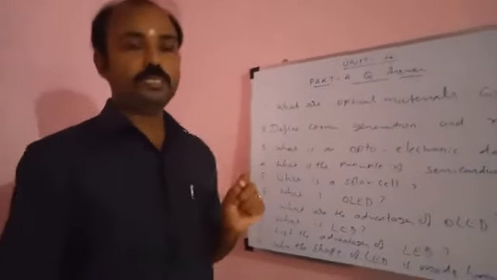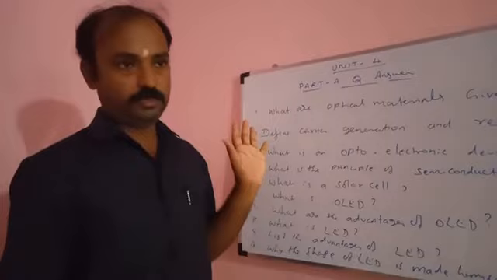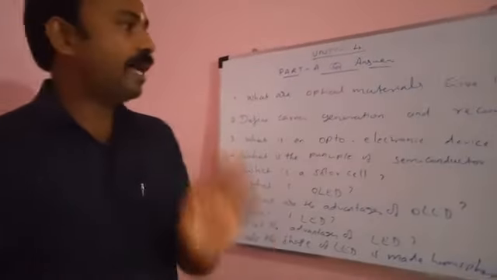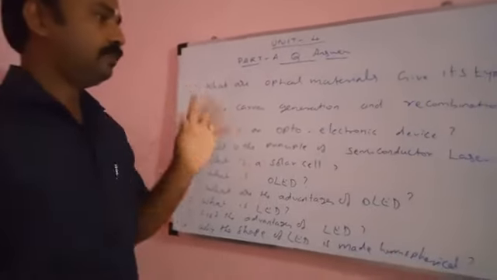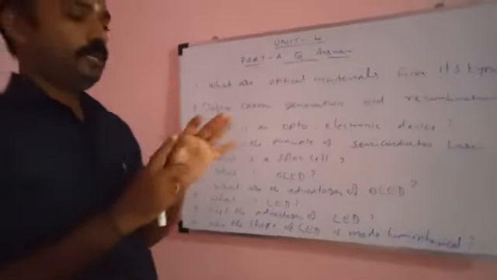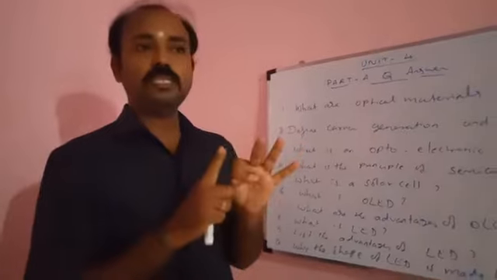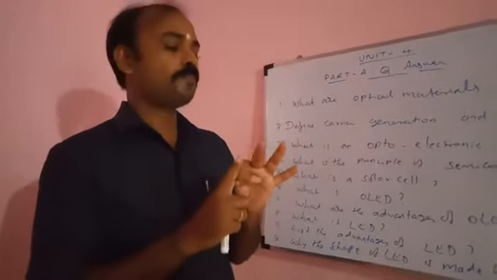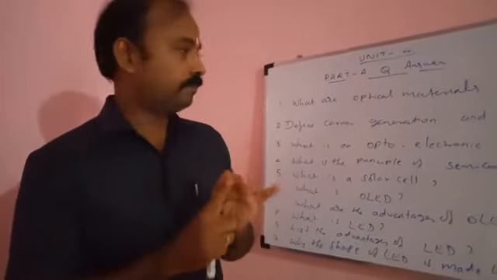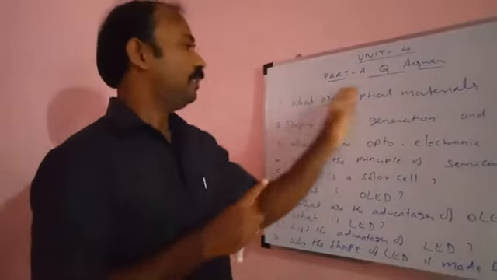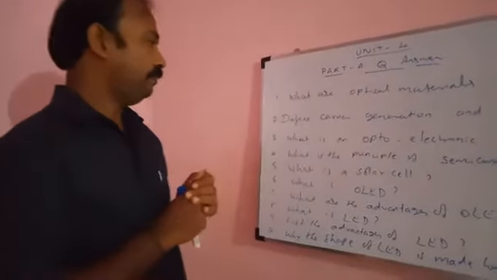the second one is translucent, and the third one is opaque material. Once again, three types are there: the first one is transparent material, the second one is translucent material, the third one is opaque material. So that is the answer to the first question.